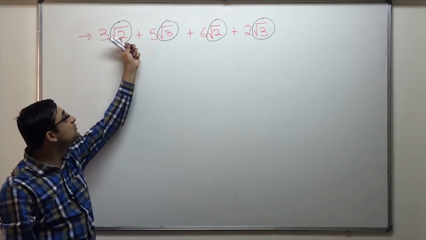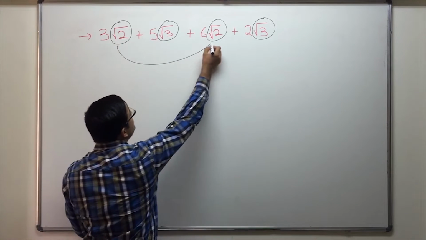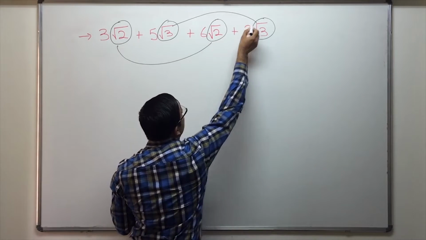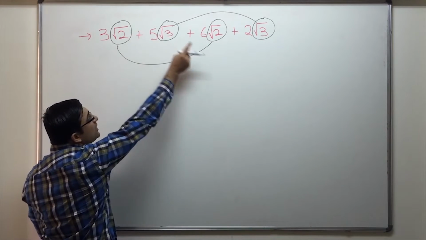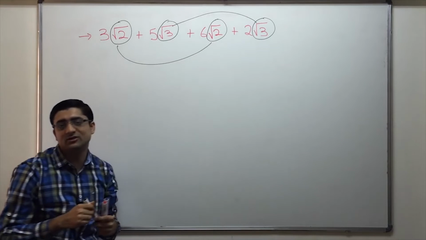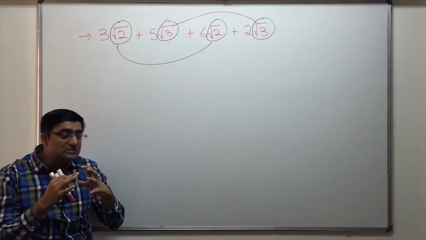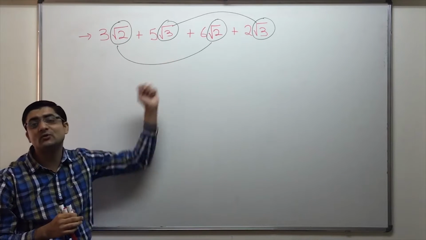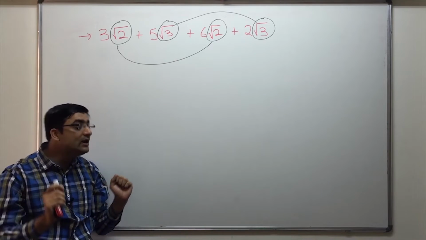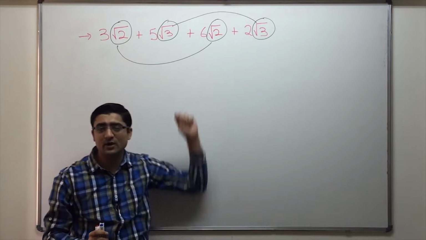That is, we can add these two numbers and we can add these two numbers. But we cannot add these two numbers or we cannot add these two numbers. So we can only add those numbers which have the same square root part.